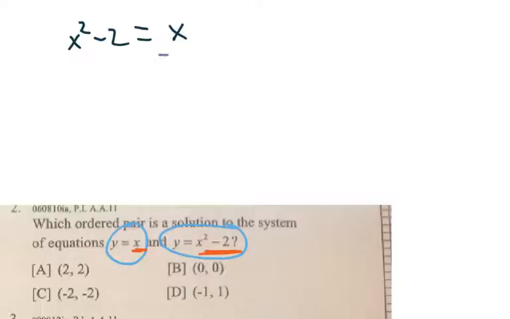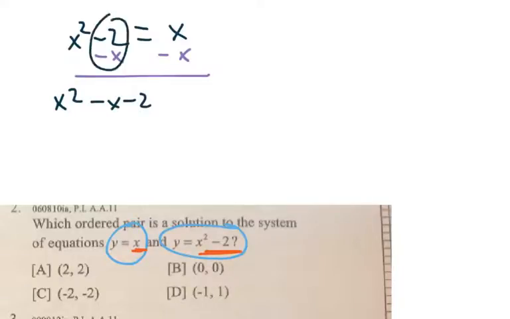So I'm just going to go ahead and minus x both sides. Let's see what I end up with. I end up with x squared minus x minus 2. Right there, I just put the x first and the constant last. Put it in standard form, right? Equal to 0. Now again, guys, I would quickly factor this to solve it.